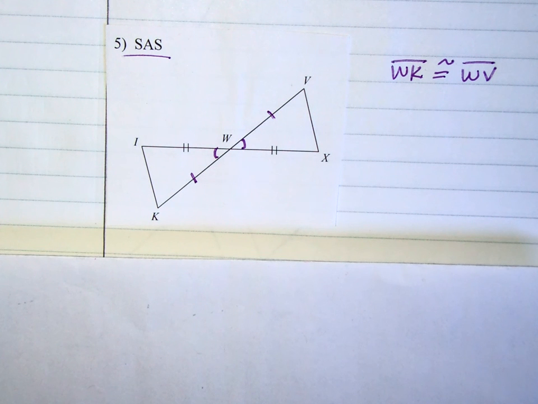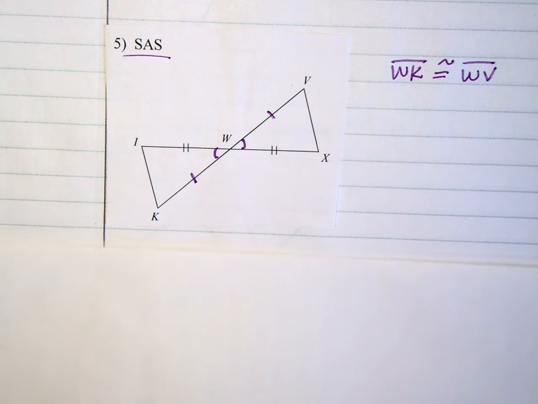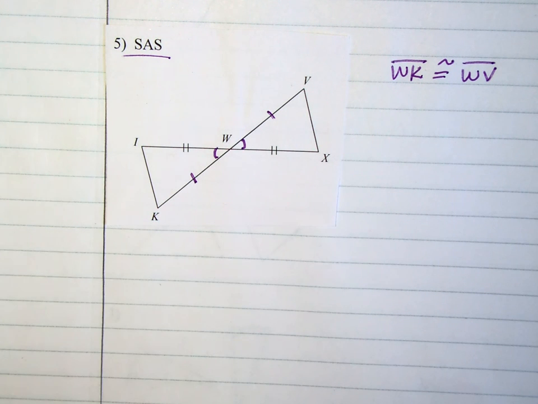All right. Well, I hope that gave you a better understanding of how to prove two triangles are congruent by the side-angle-side congruence postulate. Until next time.